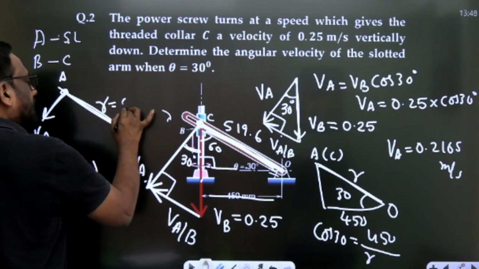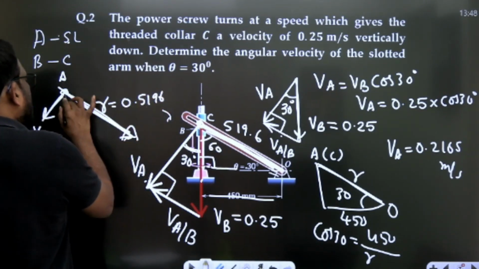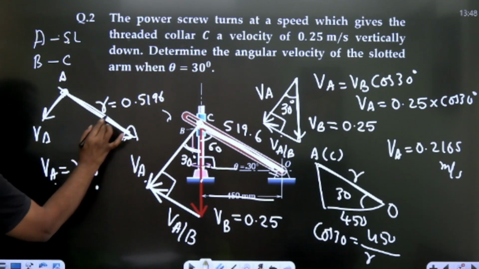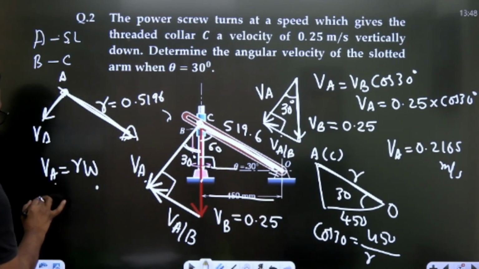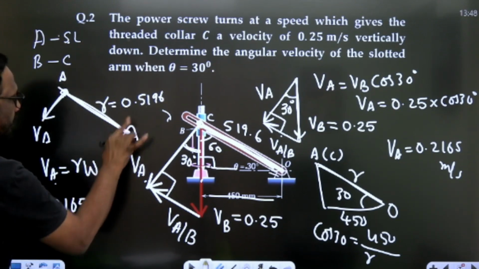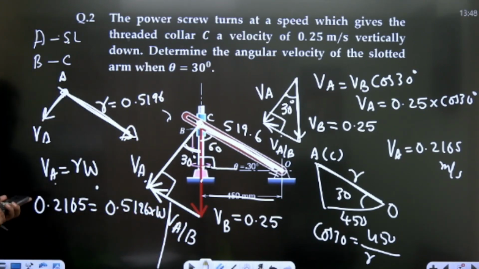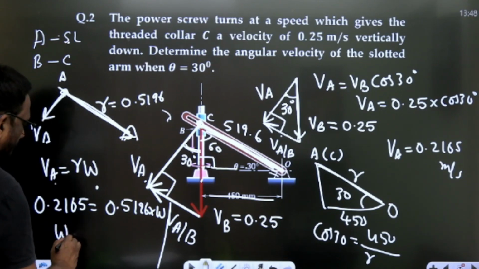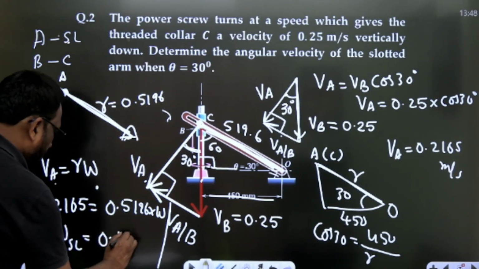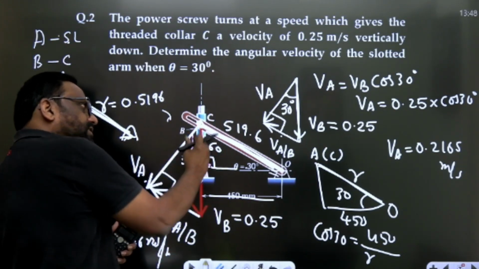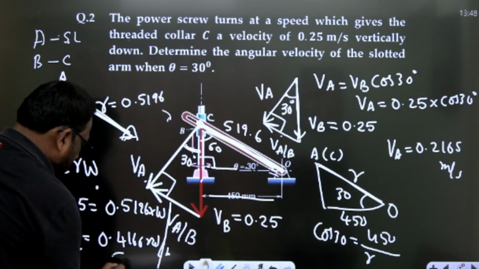If you want it in meters, 0.5196. So what will be the angular velocity of this slotted link? V is equal to VA is R omega. Already VA is done: 0.2165 is equal to R, just calculated 0.5196, into omega of slotted link. So 0.2165 divided by 0.5196 comes out to be omega of slotted link equal to 0.4166 radian per second. But in which direction? When this is moving down, it is rotating like this. It is in the counterclockwise direction, CCW.